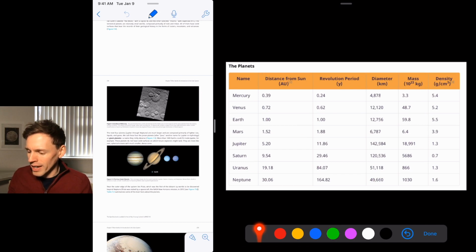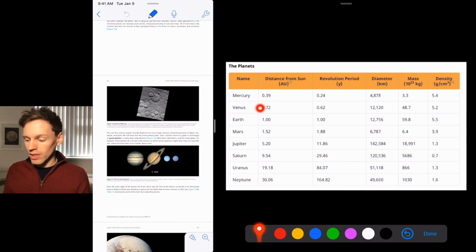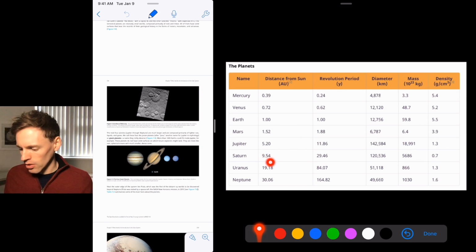These are how far away in AU they are from the sun. So that means Mercury is 40% the distance the Earth is from the sun. Venus is 75%. Earth is 100%, 1 AU. Mars is 1.5 times. Jupiter is 5 times the distance from the sun as Earth. Saturn is 10 times. Uranus is 20 times. And Neptune is 30 times. So these are just some ideas.